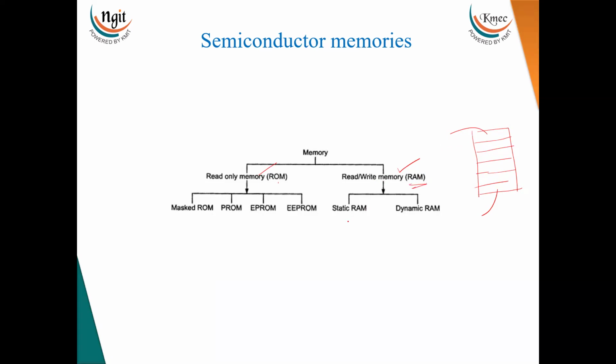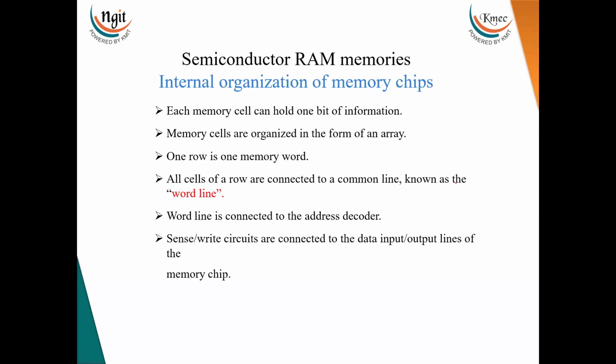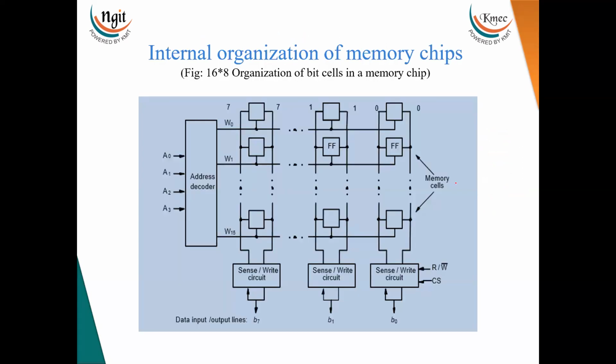Now here two types are there, static RAM and dynamic RAM, that I will explain with diagrams in the next topic. Now here we will see the internal organization of memory chips. Now this is the memory which is having the size of 16 by 8. 16 by 8 means what? 16 memory locations and in each location 8 bits are stored.